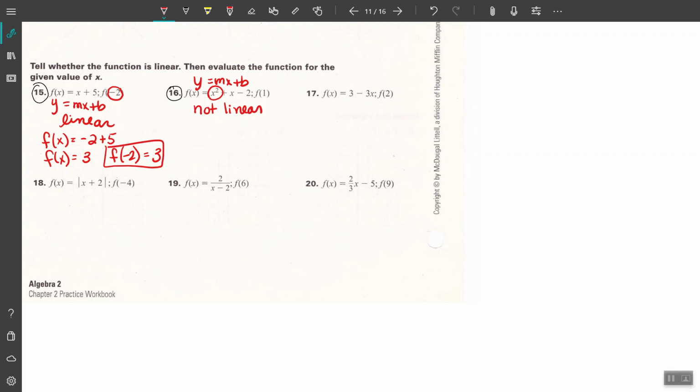We'll do the same thing on number 16. Even though it's not linear, it doesn't mean we can't evaluate the function at 1. We can still do that. We're going to say, what is the value of the function when x is 1? That's just for information on that side. That's just letting you know that we're evaluating at x of 1.